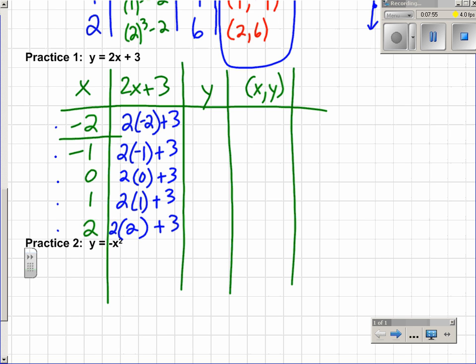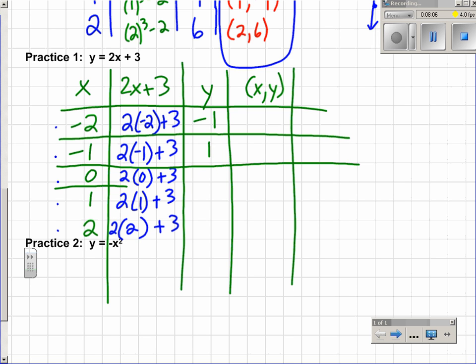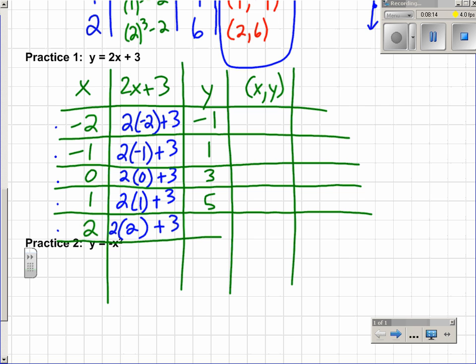So here for negative 2, when I plug that in, 2 times negative 2 is negative 4, plus 1 is negative 1. Then when I plug negative 1 in, I get negative 2 plus 3, which is 1. And then when I plug 0 in, I get 3. When I plug 1 in, I get 5. And when I plug 2 in, I get 7.